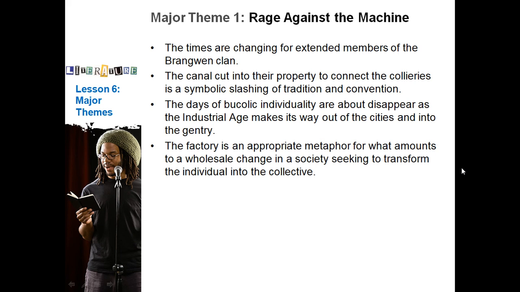The times are changing for extended members of the Brangwen clan. The canal cut into their property to connect the collieries is a symbolic slashing of tradition and convention. The days of bucolic individuality are about to disappear as the industrial age makes its way out of the cities and into the gentry. The factory is an appropriate metaphor for what amounts to a wholesale change in a society seeking to transform the individual into the collective.